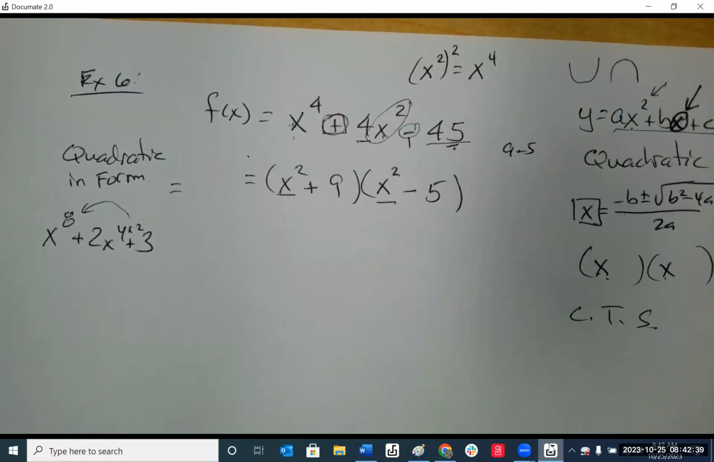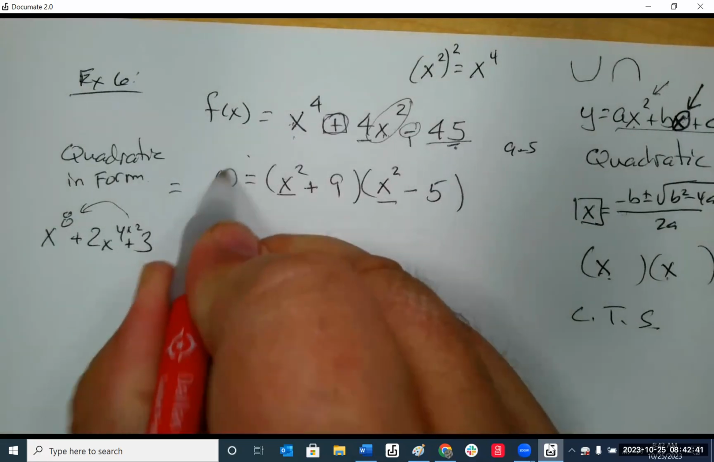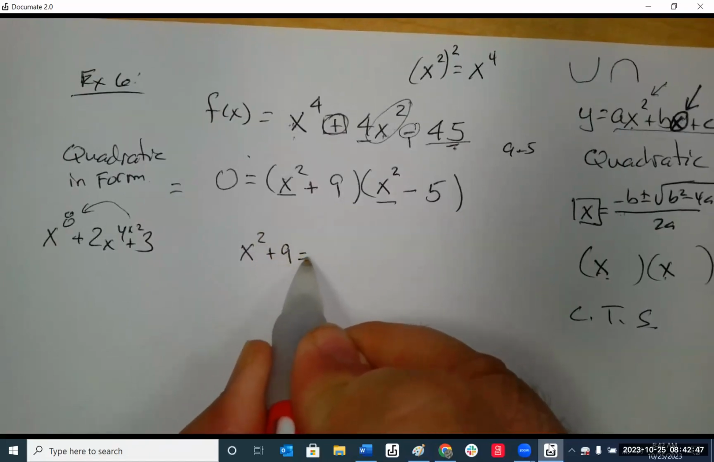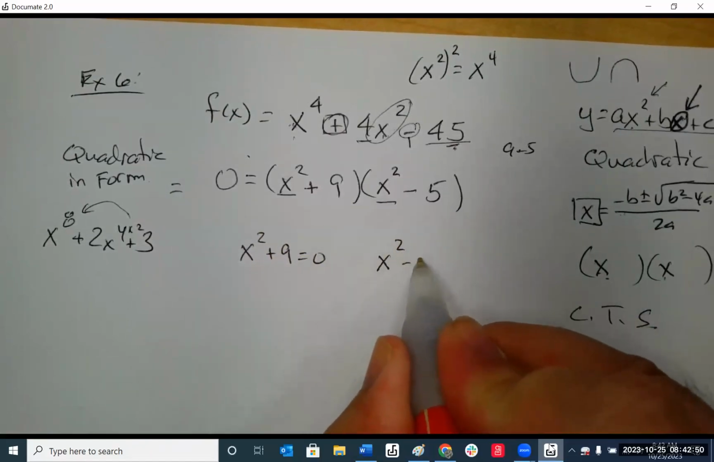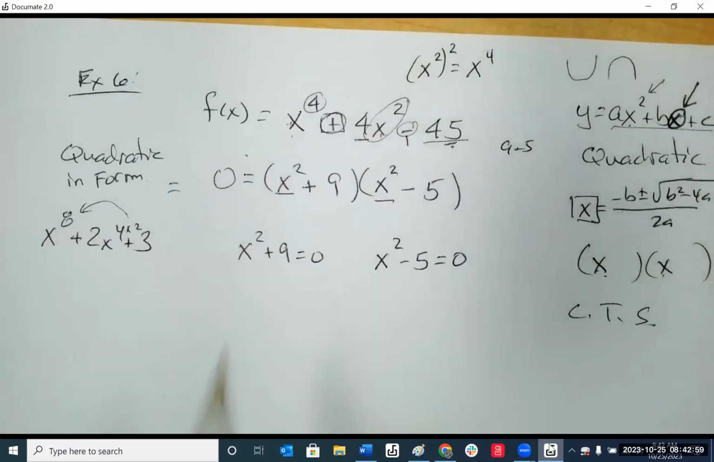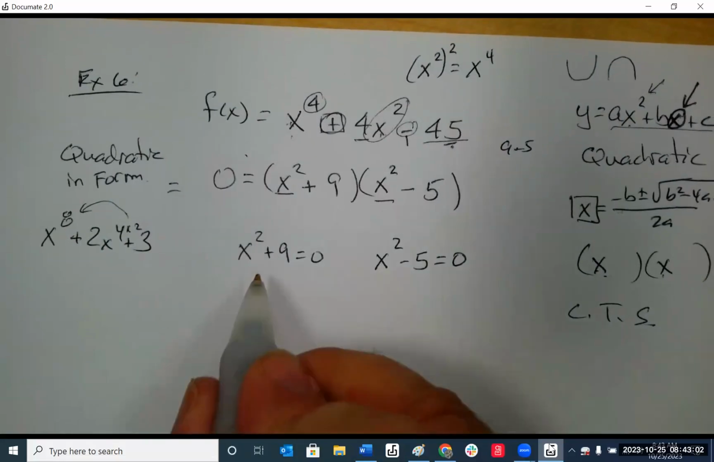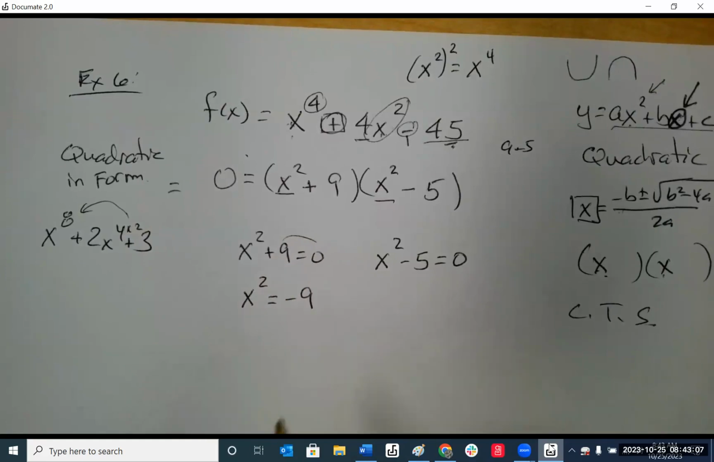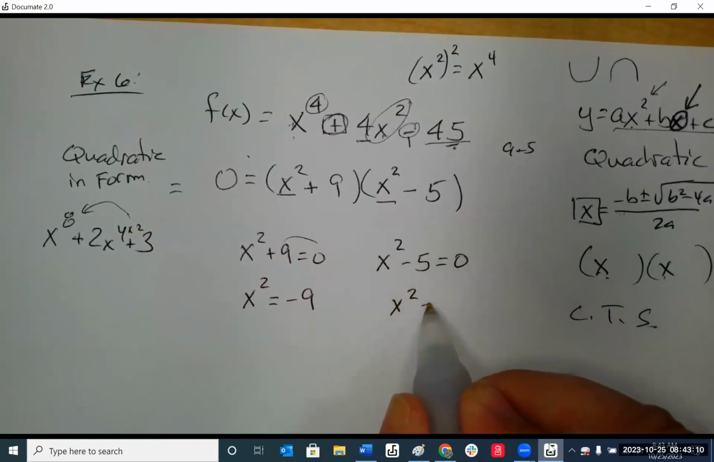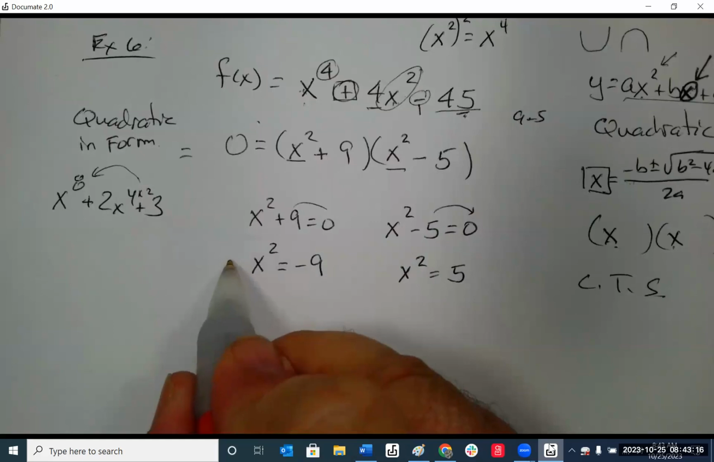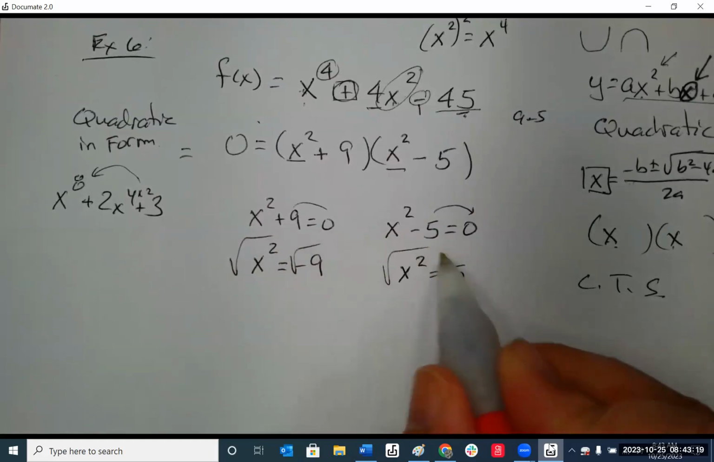Because we're looking for the solutions of this, we're asked to solve this. So we set it equal to 0, which means we take both of these and set them equal to 0. How many answers are we supposed to have? We're supposed to have 4 answers, and this is where we're going to find them. So take this first one, move the 9 over, so we get -9. Move the 5 over, so we get 5 on this side. Square root both sides.